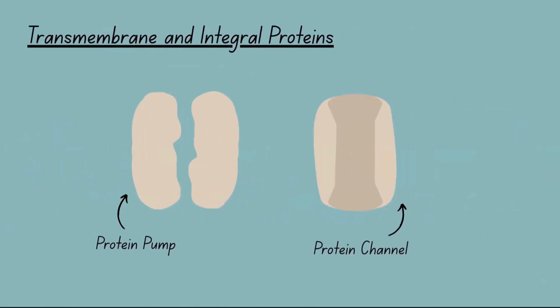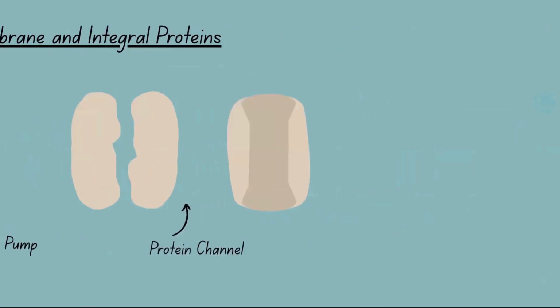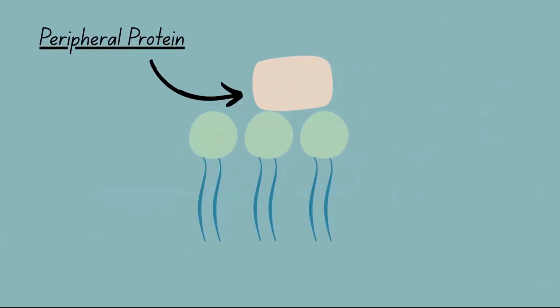These are transmembrane proteins, proteins that span the entire lipid bilayer. They assist in transporting and channeling molecules through the bilayer. They are integral proteins, but not all integral proteins are transmembrane proteins. We have reached the peripheral proteins. These are proteins that only temporarily attach to the cell membrane and help with cell signaling.